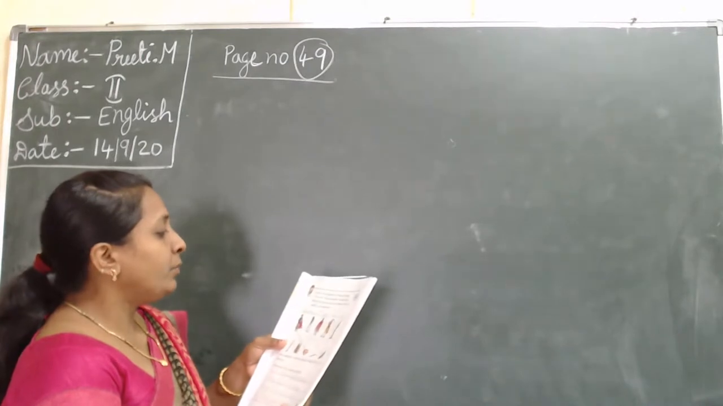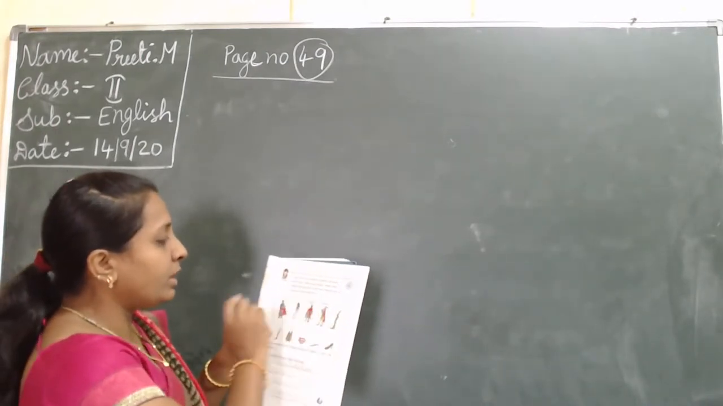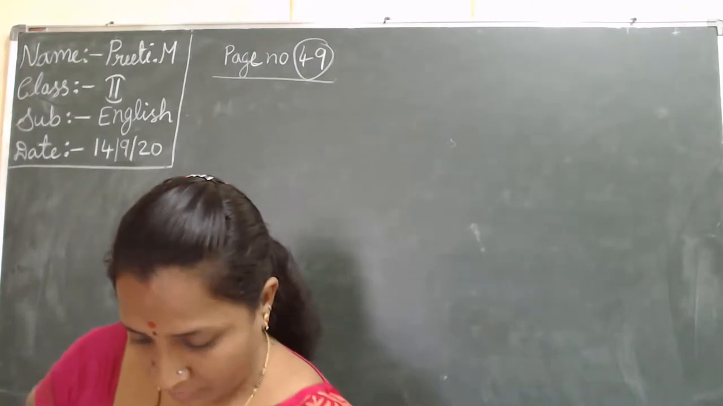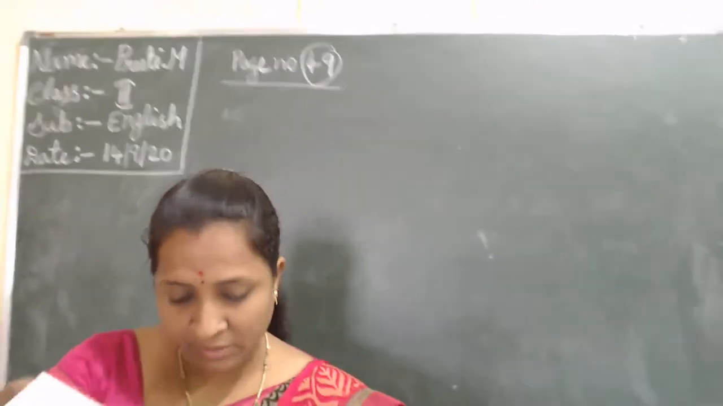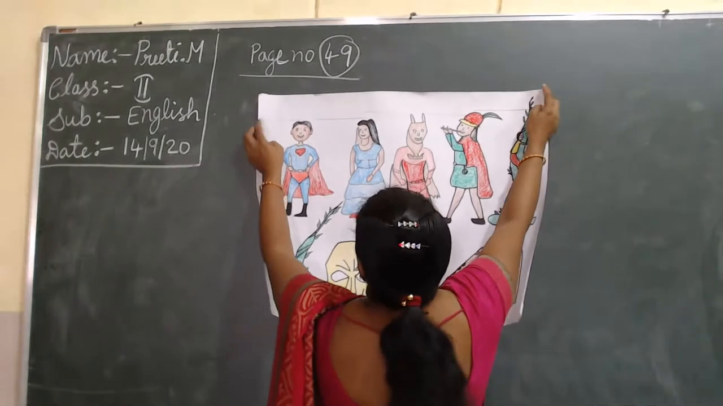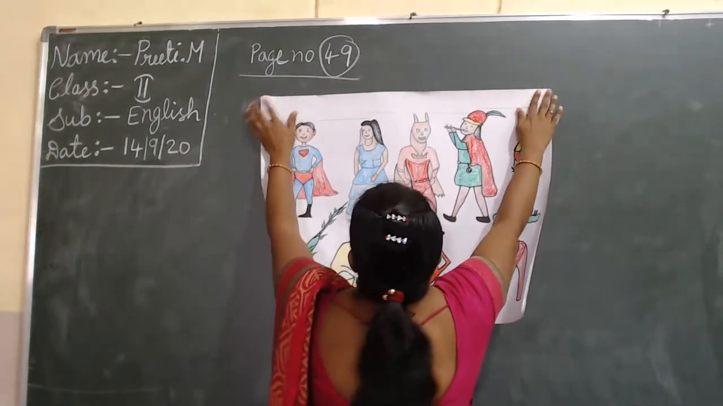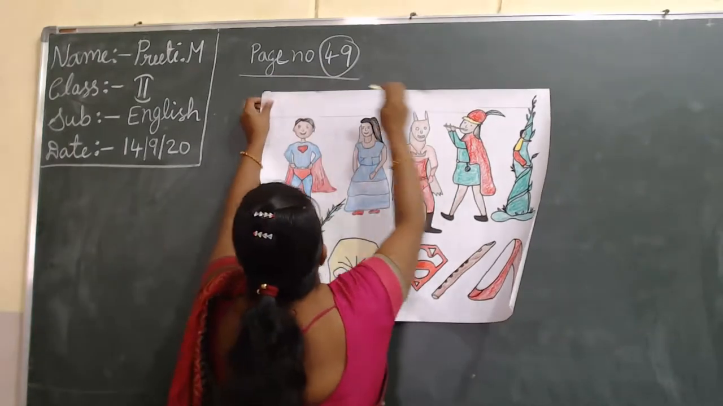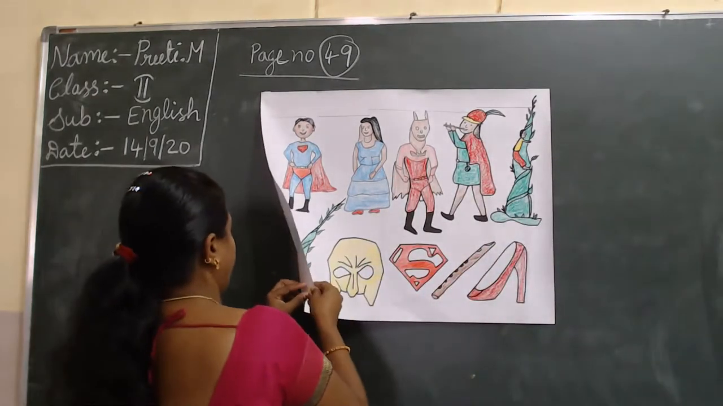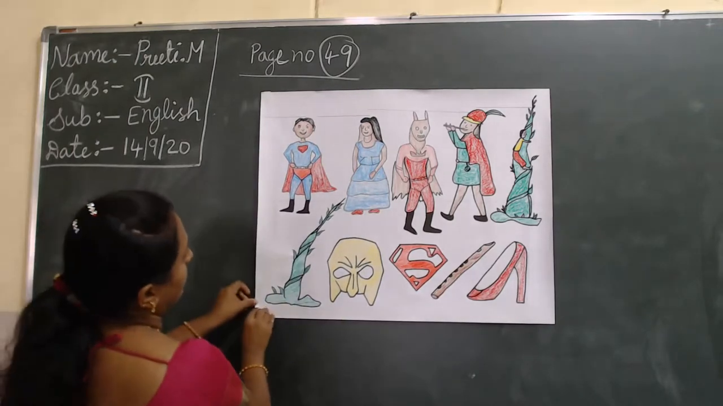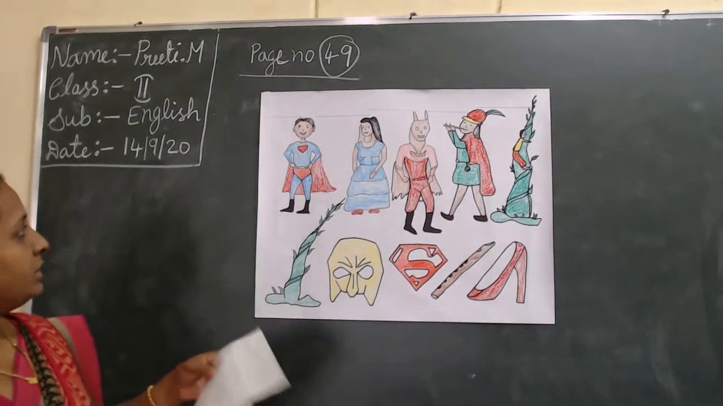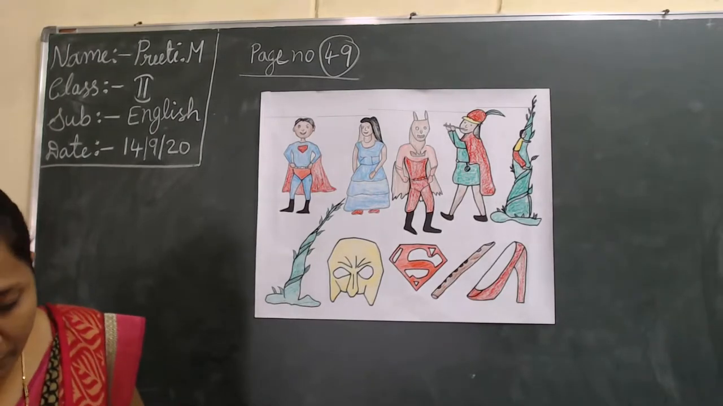See here, look at the pictures of famous fairy tale and comic book characters. See, what is the first one? Can you see all these pictures? See the pictures carefully. See, here I have a chart. See what you have in the picture. See the first one. I think you know this man.